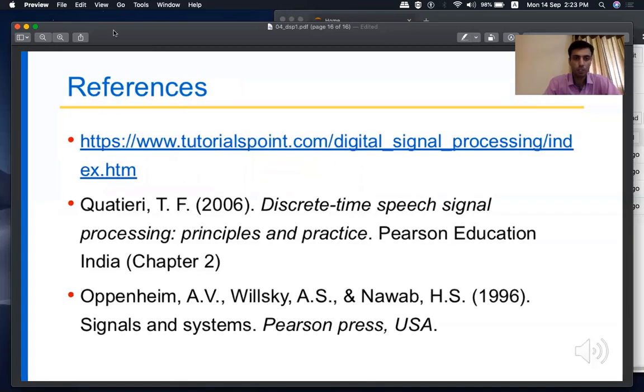So that was about the fourth lecture. And these are some good references. You don't have to go through all the chapters of the book, but chapter 2 is good if you want to read in the Quatieri book. And in Signals and Systems, Fourier transforms are explained. There are also nice blogs and videos, like Tutorials Point. They have some nice write-ups on DSP, which you can go through.